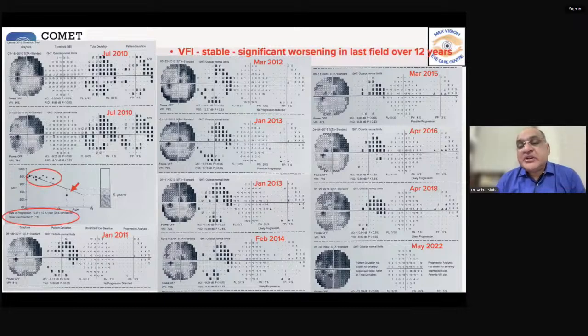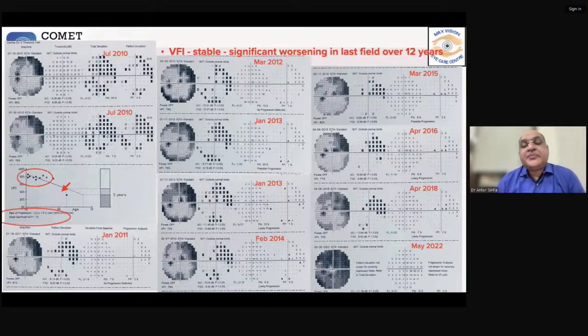But then after 2018, the patient was lost to follow-up and then comes back after 4 years. And then he has a significant loss of vision, which we can see, significant loss of field, which we can see in this progression analysis. Now we move on to the GCP.